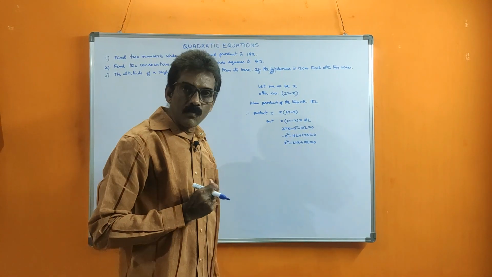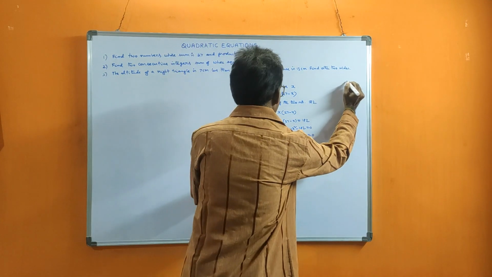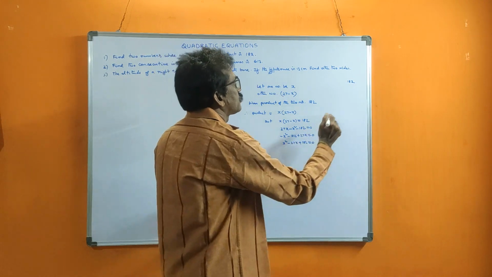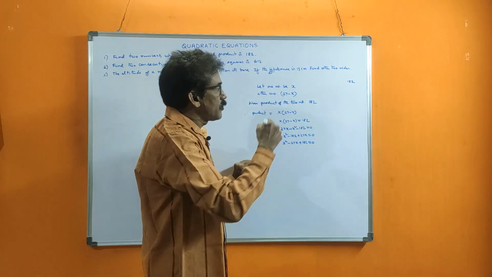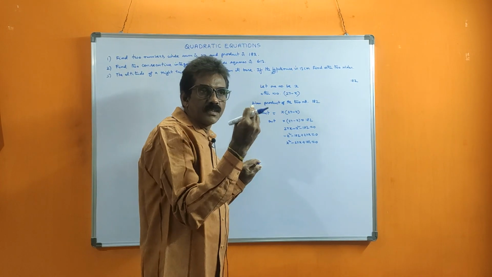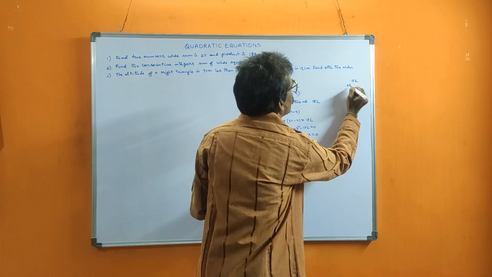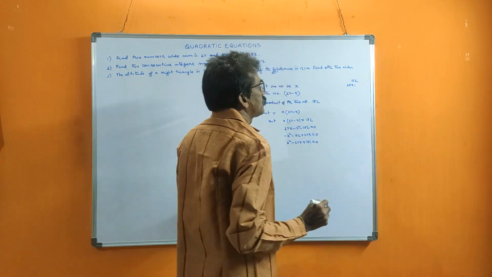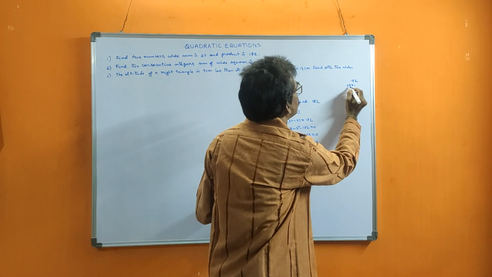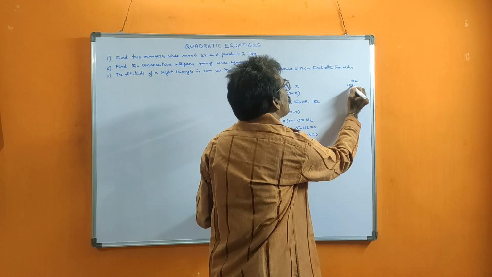Now, we can solve by the splitting or factorization method. 1 into 182 means 182. Plus only is there, so by adding we should get this one. How to find factors? For big numbers, we don't know the tables. Then the method is you divide with 3, 4, whichever number it is divisible with. 2 is divisible, 2 into 91, like that you should write. Here 7 is divisible. Whichever is divisible, first you write.